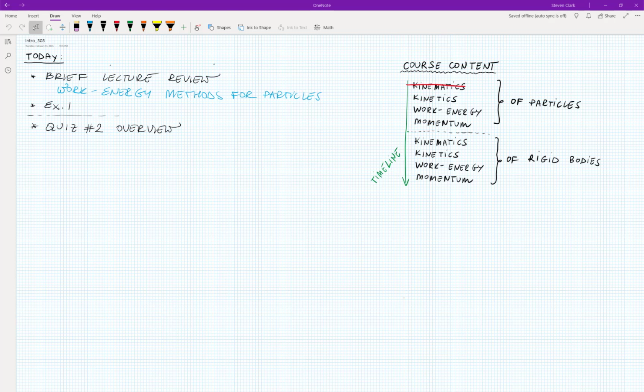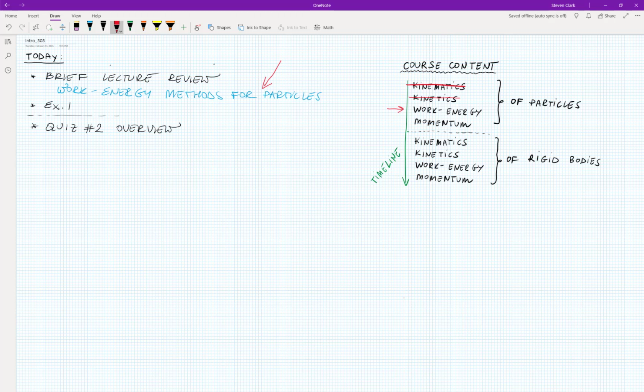Hello, everybody. Welcome back to another discussion in dynamics. Today we'll start a new topic. As you can see, today we'll start work energy methods for particles. That means that we officially are done with this chapter, right? Kinetics. And this is where we are on our timeline.